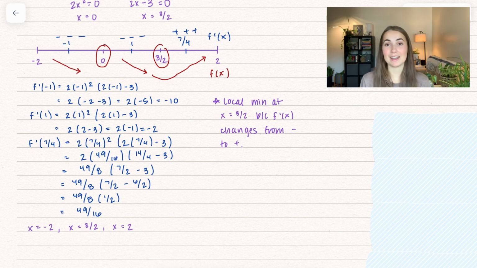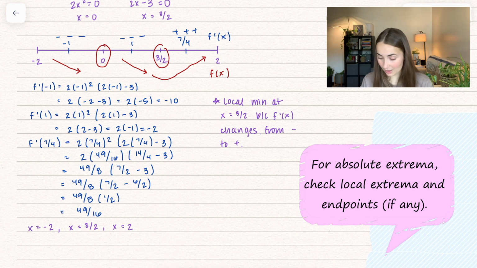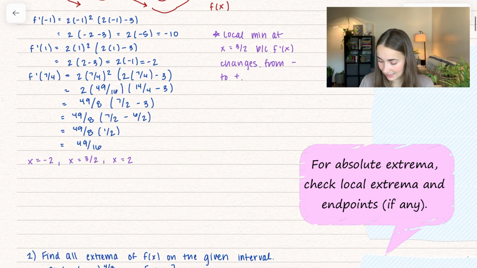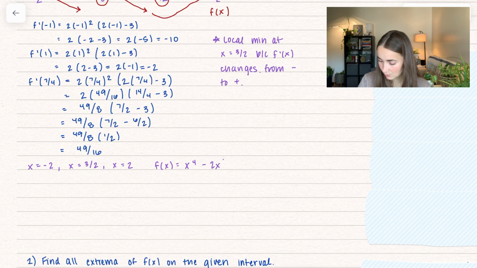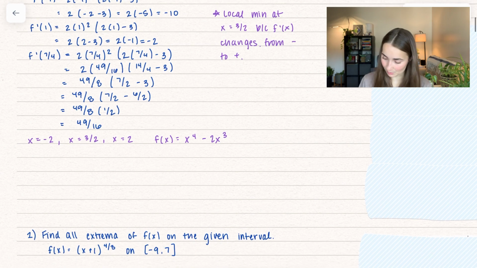So now we're going to go ahead and identify our absolute extrema, and we're going to do that just by plugging those values into the original function. So if we remember, f of x is equal to x to the 4th minus 2x cubed. So let's go ahead and plug in these values, and then from here we can see the largest value and the smallest value.